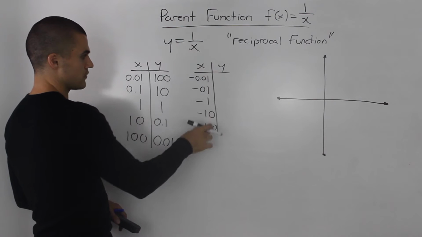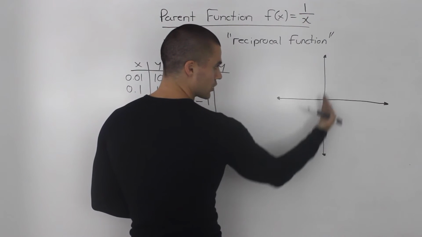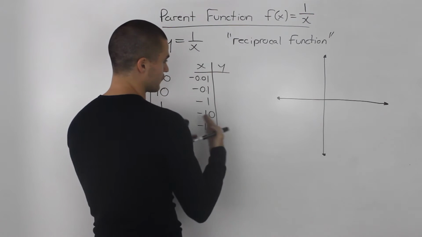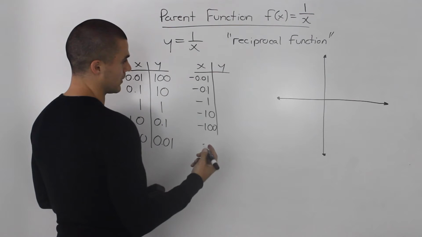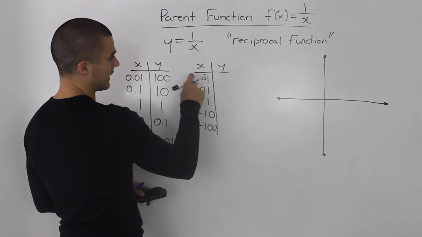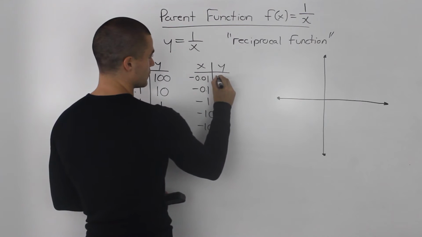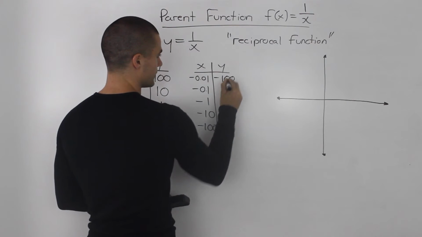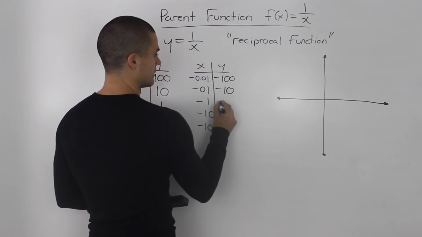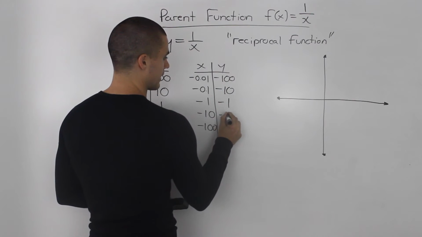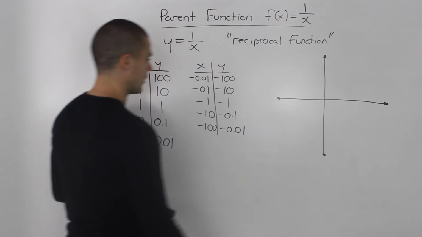Same thing for these values here. I want to find out what's happening as we get closer and closer to that x value of 0 from the negative side. Hence why I got negative 0.1, negative 0.01. So plugging in an x value of negative 0.01 for the function, we get a y value of negative 100. Negative 0.1 would be negative 10, negative 1 would be negative 1, and then negative 10 and negative 100 would give negative 0.1 and negative 0.01.